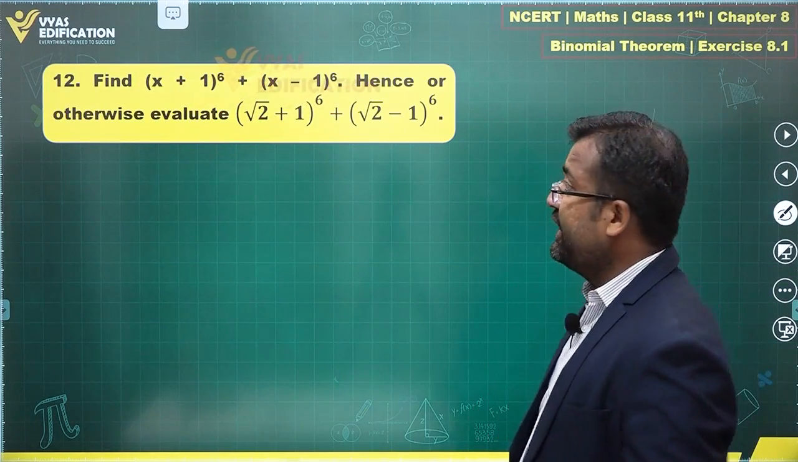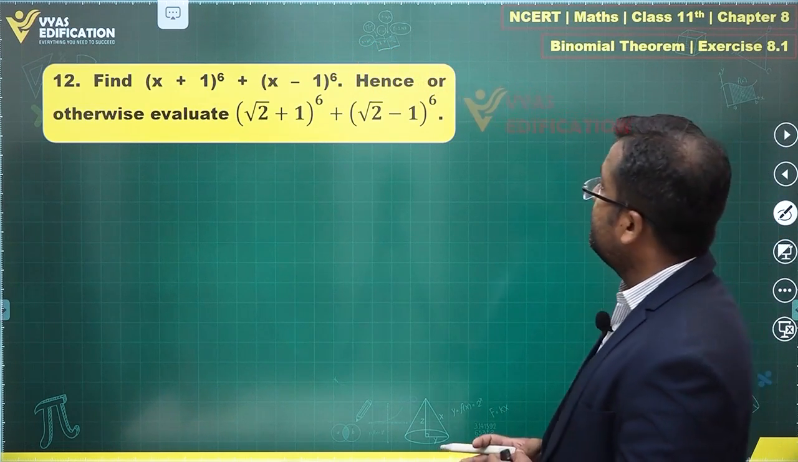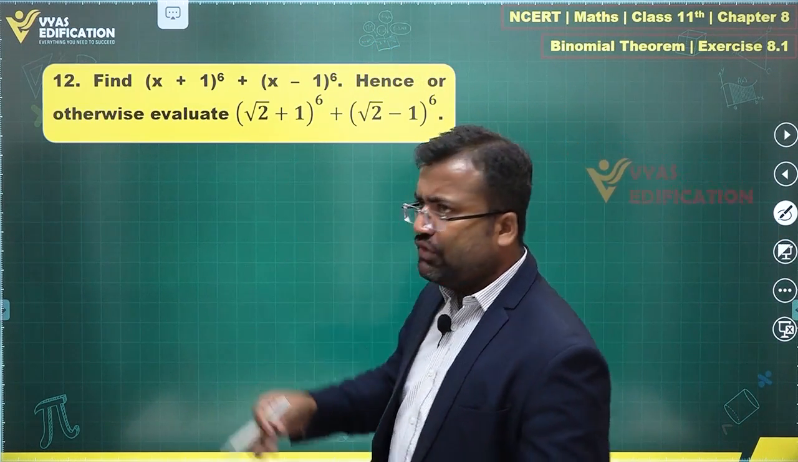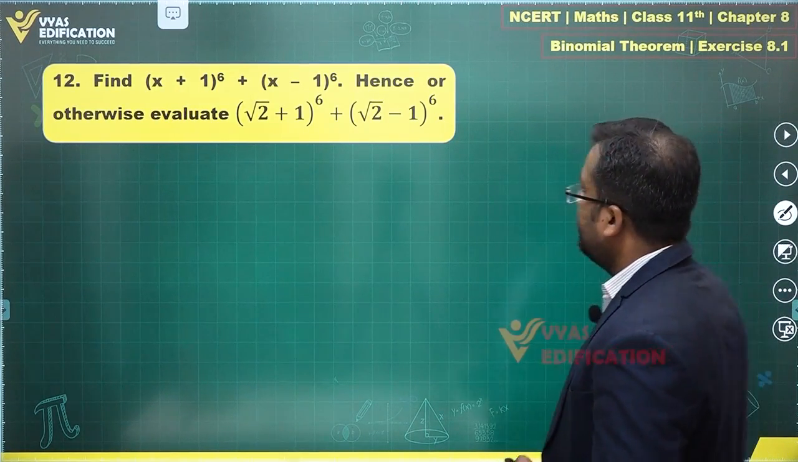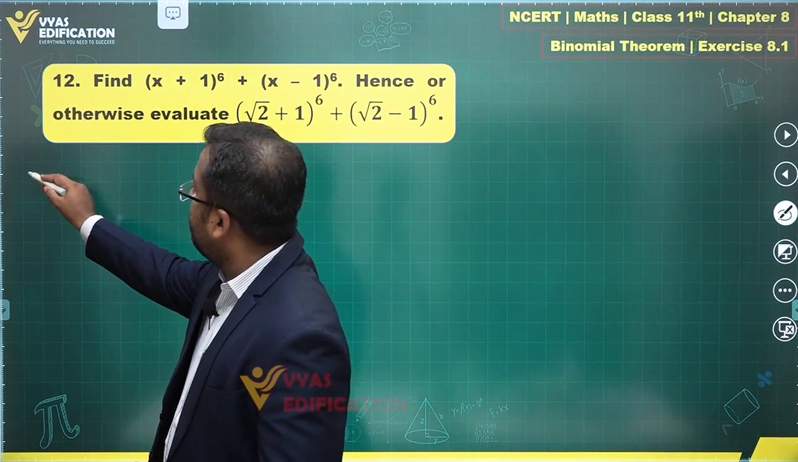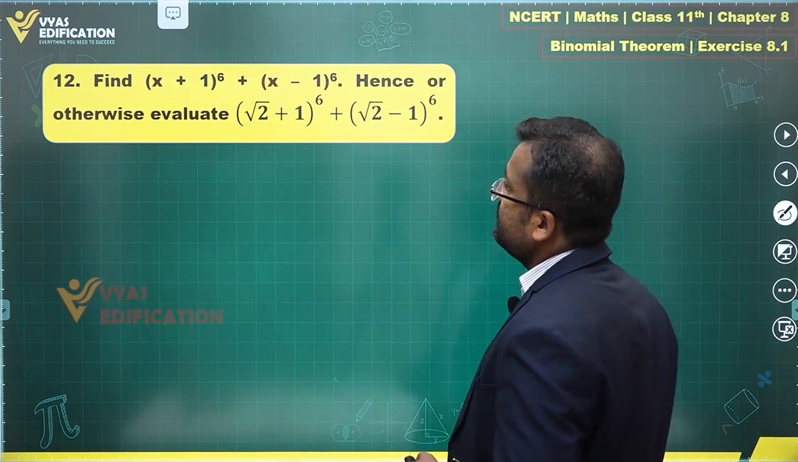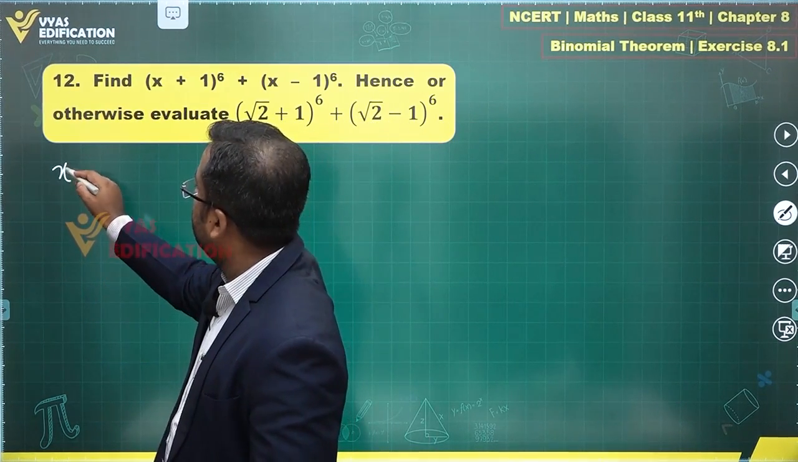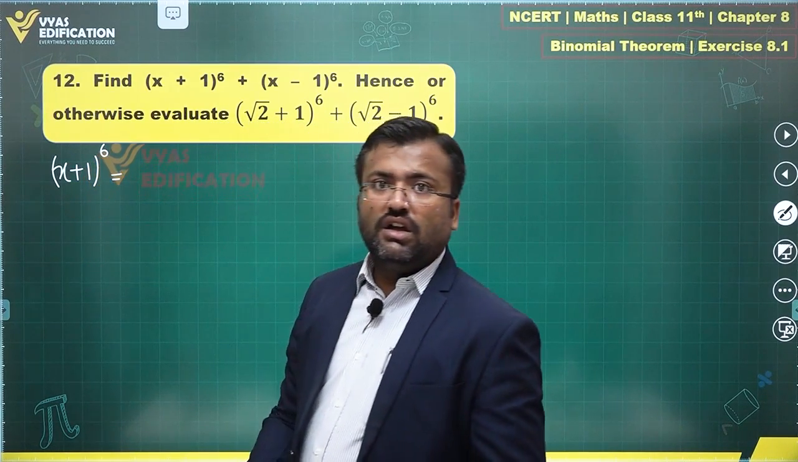Let's discuss this question next. Find x plus 1 whole power 6 plus x minus 1 whole power 6. Hence or otherwise evaluate this: root 2 plus 1 whole power 6 plus root 2 minus 1 whole power 6. How do we go about doing that? Let's try to solve x plus 1 power 6 first. What is this? This is x plus 1 power 6 is equal to what?